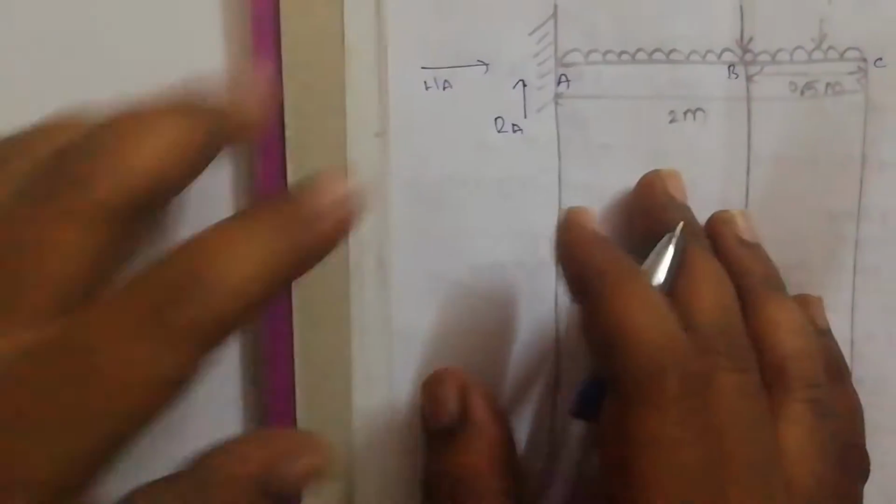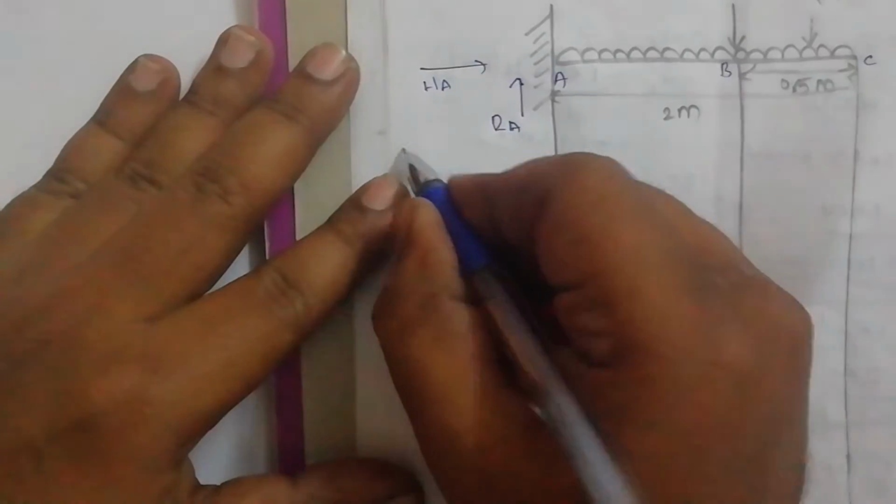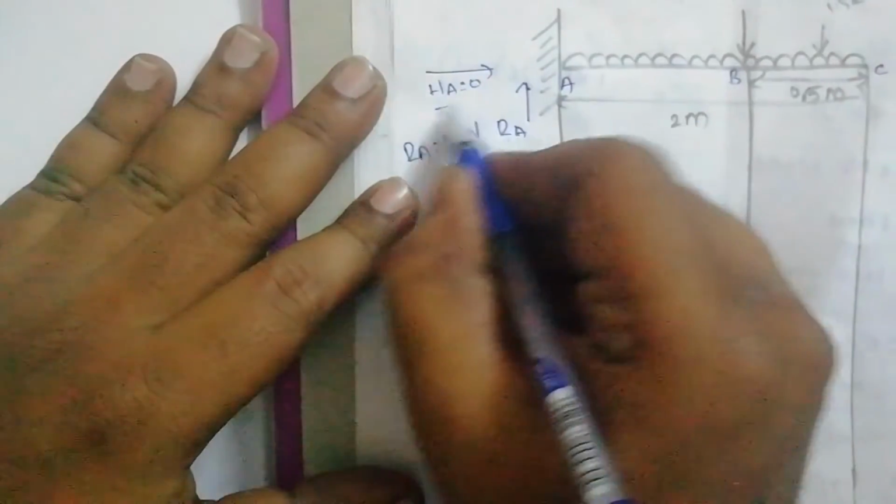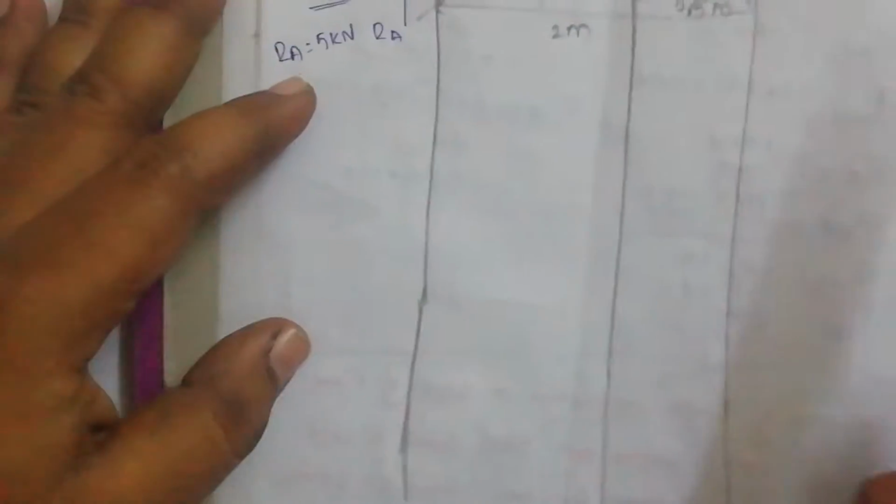Once you are done, go back to that diagram. As soon as you get the values, write it here itself. So Ra is equal to 5 kilonewton. You have got Ra is equal to 5 kilonewton. Ha value you have got 0, means no need to draw this diagram.